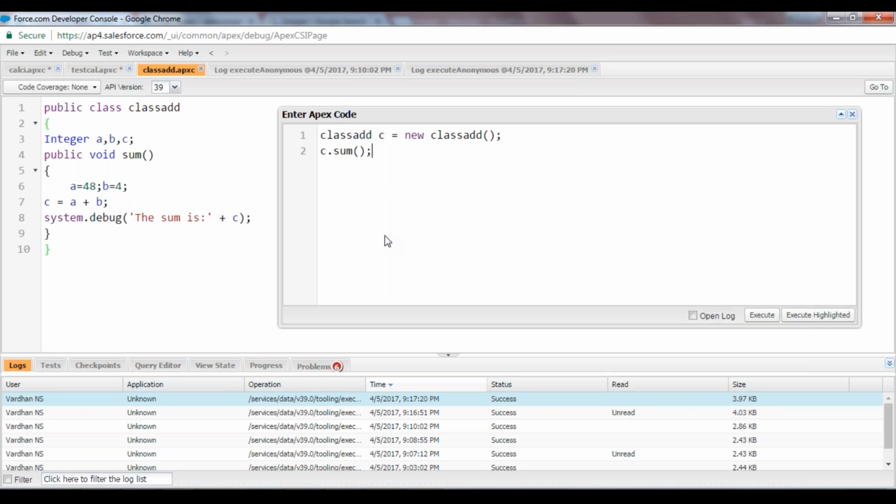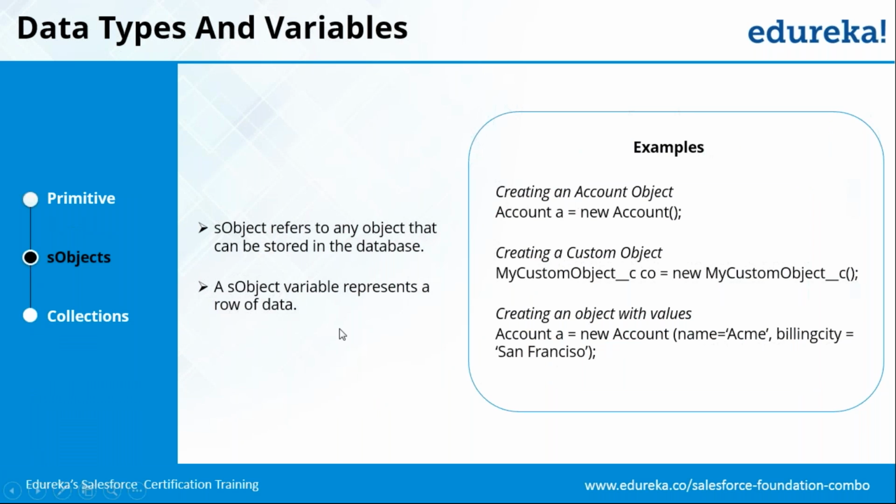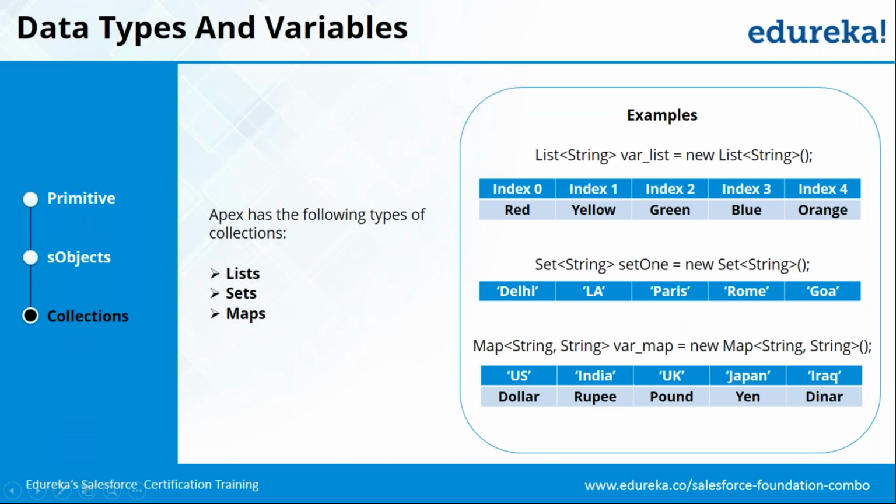Okay, so going back to my slides, we spoke about SObjects. So now let's talk about collections. Apex basically has three types of collections. One is list, the other one is set, and the other one is map. When we say list, it is something which is very similar to an array. You have a number of fields, or a set of records, and you just have them indexed starting from 0. And this is the syntax for defining a new list.